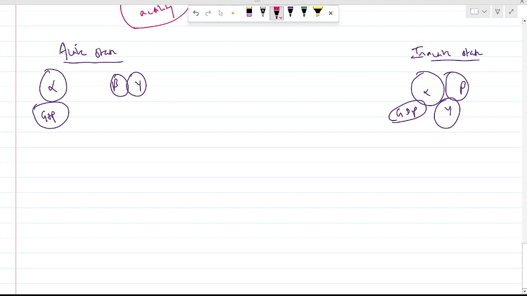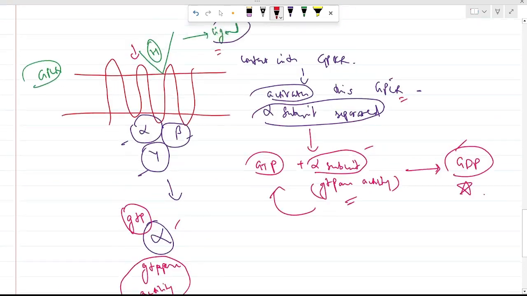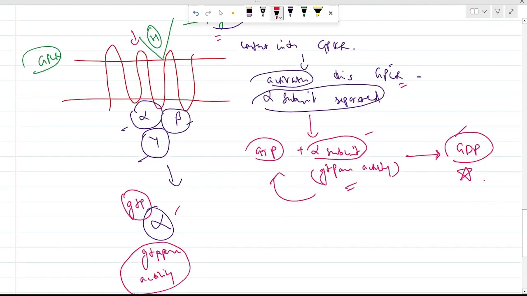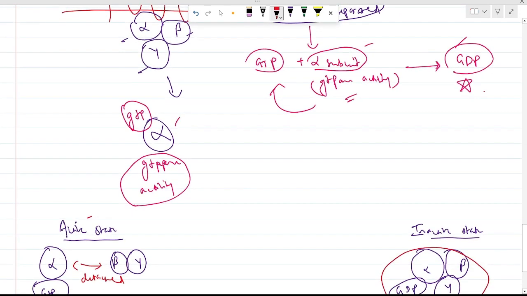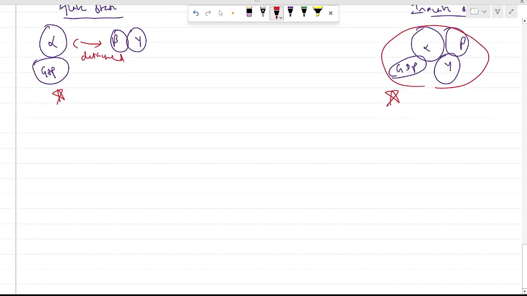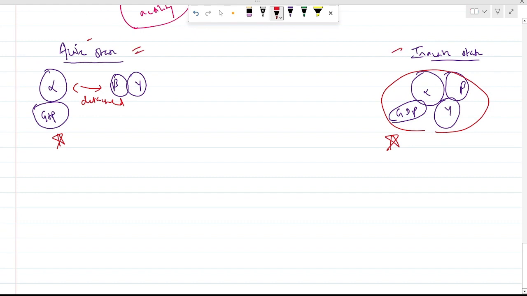Remember, in active state, GTP is attached, in which the alpha unit is detached from beta and gamma subunits. In the inactive state, the three subunits are together. So we've seen how this GPCR, this G protein coupled receptor or serpentine receptor, spanning across the membrane 7 times, acts, and its active and inactive states.